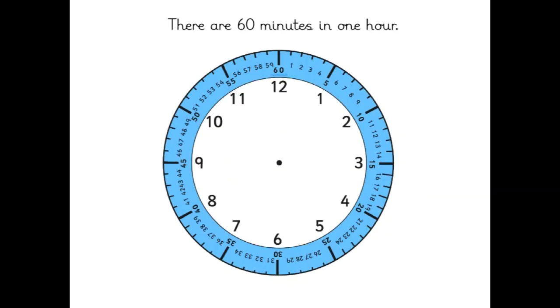We know that there are 60 minutes in 1 hour, and on a clock face we can see this with our 5-minute interval big lines, but also with some smaller lines in between to represent the individual minutes. So you can count in a clockwise direction, starting at the o'clock position and go all the way around, and you'll notice that there are 60 individual minutes in that hour.